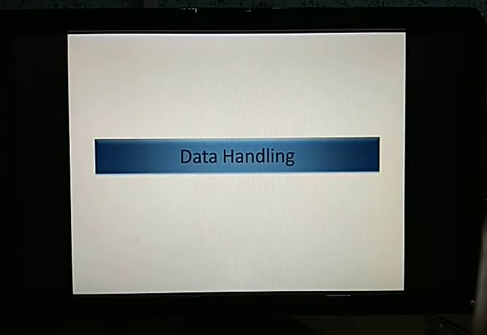Hello everyone. Today we are going to start a new chapter, and the name of our chapter is Data Handling. So, what is data handling?